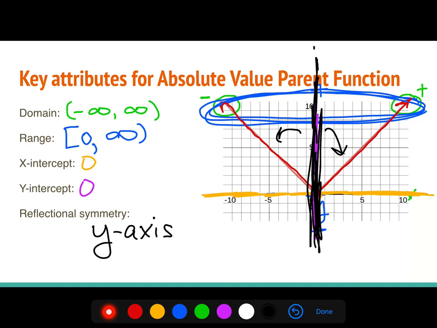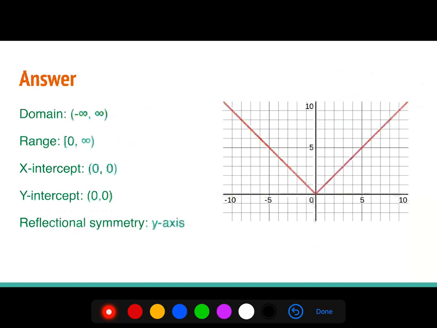So again, we're going to look at these key attributes. An absolute value parent function, which is V-shaped, will always have a domain of negative to positive infinity. It will always have a range from 0 to infinity because it starts at 0 and goes up forever. Its x and y-intercepts are at 0 because that's where its little vertex is. And its reflectional symmetry means it's going to be reflecting over the y-axis.